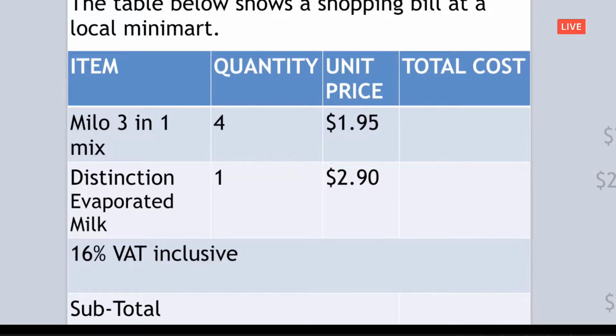The items are Milo 3-in-1 mix and Distinction milk, and this person is going to buy at the mini mart because they are making breakfast. Now the quantity, they are buying 4 Milo 3-in-1 mix. The price for one is $4.95. Distinction milk, they are buying one, and that price is $2.90.